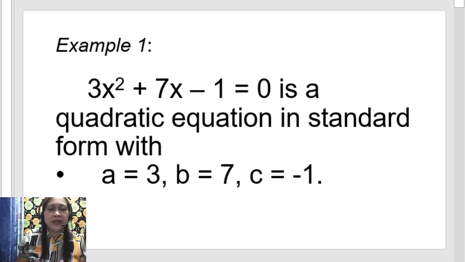Now I want you to look at this example number 1. Is it already in standard form? Yes, because our first term is the quadratic term, the second term is the linear term, and the third term is a constant term. So you can easily identify the values of a, b, and c. The value of a is 3, the value of b is 7, and the value of c is equal to negative 1.